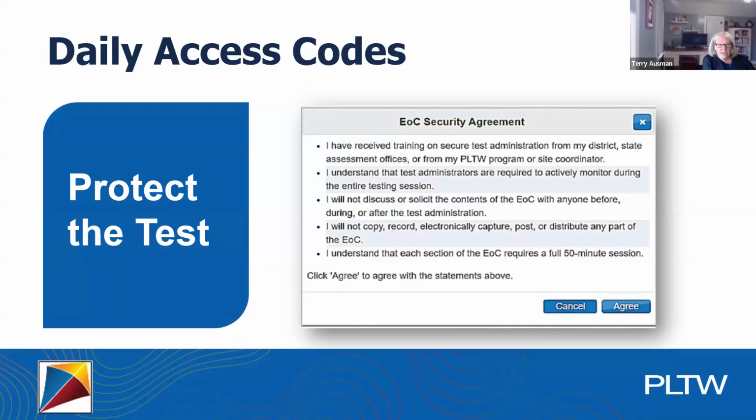Also, you'll notice that we're going to ask you to agree to the security agreement before you get the access code. This is kind of a just-in-time reminder. Things like you need to not record any of these items. Don't take a picture and send us a picture of an item. Don't let the students do that. Obviously, no cell phones. We'll talk more about that later. But when you agree to this, you'll have access to the access codes for the day, and then you can go ahead and put them up for your students.